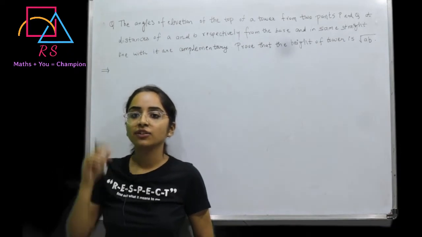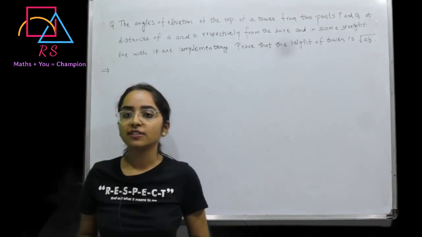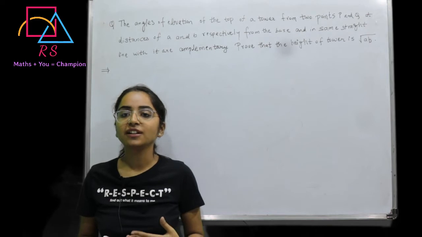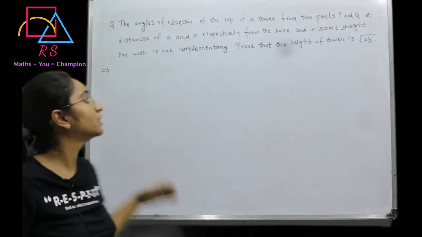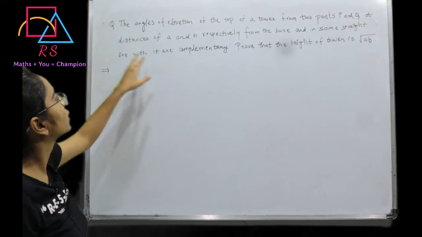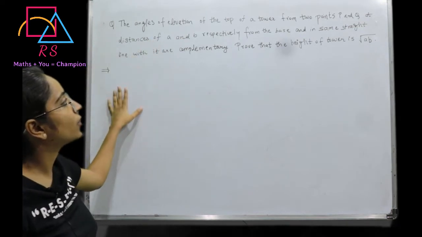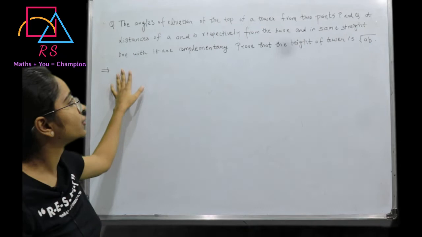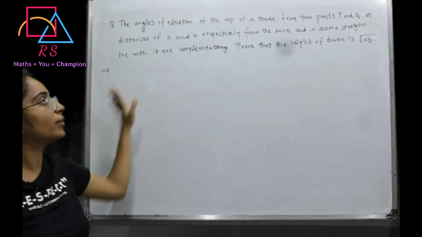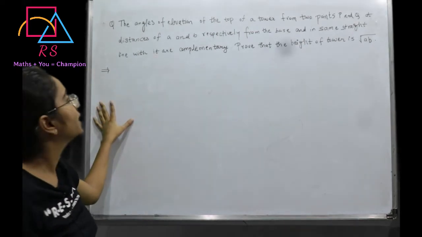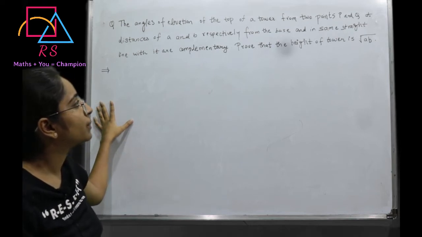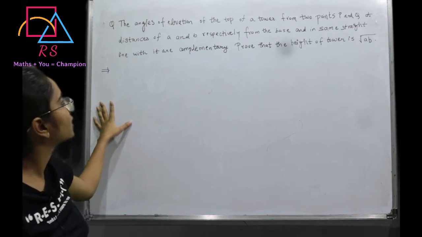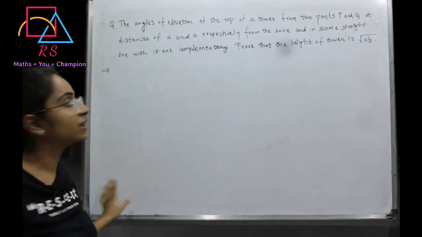This is the next question which we are going to solve. Let's first of all read the question and see what the given part is and draw a diagram according to the given conditions. The question says the angle of elevation of the top of a tower from 2 points P and Q at distances A and B respectively from the base in the same straight line are complementary.